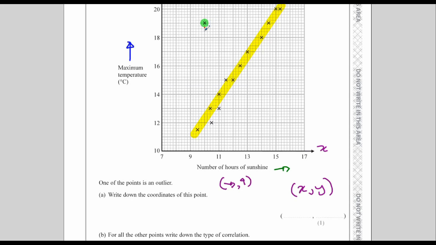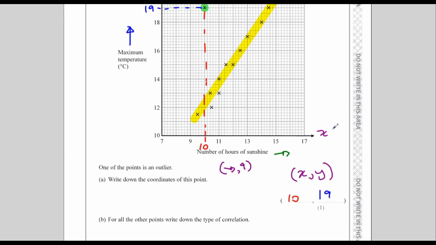So the horizontal, just reading down, between 9 and 11 is 10. And the vertical, between 18 and 20 is 19.